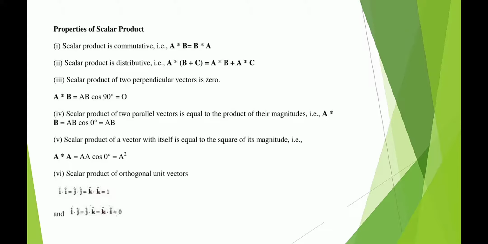Fifth one, scalar product of a vector with itself is equal to the square of its magnitude, that is A dot A is equal to AA cos 0 degree, that is A square. Sixth one, scalar product of orthogonal unit vectors. i cap dot i cap is equal to j cap dot j cap is equal to k cap dot k cap is equal to 1, and i cap dot j cap is equal to j cap dot k cap is equal to k cap dot i cap is equal to 0.